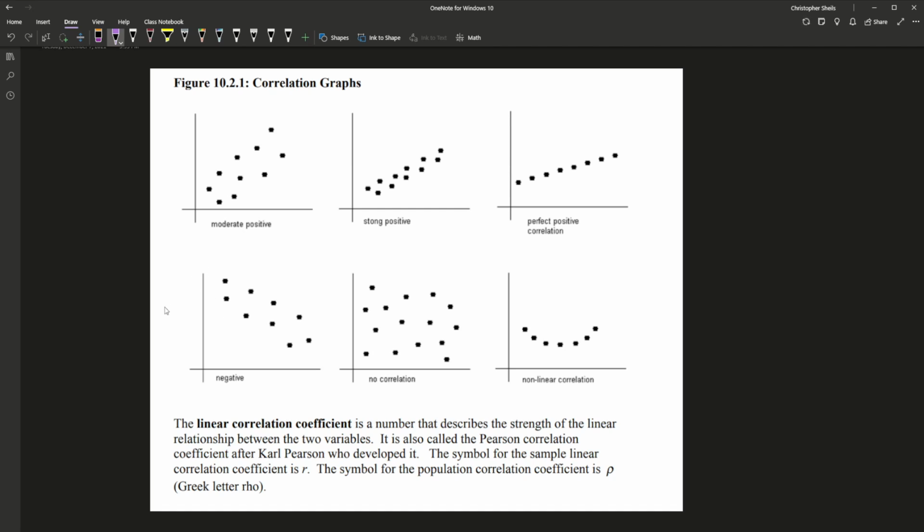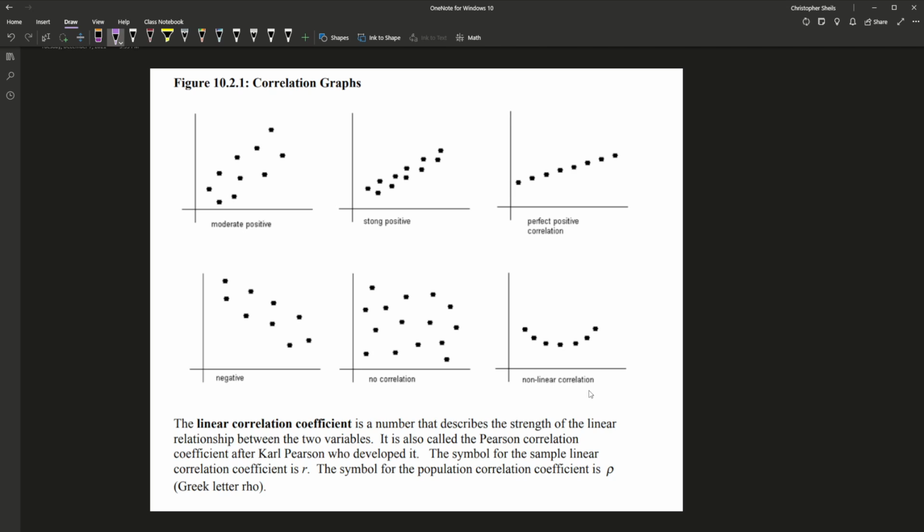In this fourth example, we have a negative correlation. We would maybe say this is a moderate negative correlation, the same way that the one right above it is a moderate positive correlation. In this fifth example, there is no correlation. Notice that the scatter plot doesn't seem to form a pattern at all.